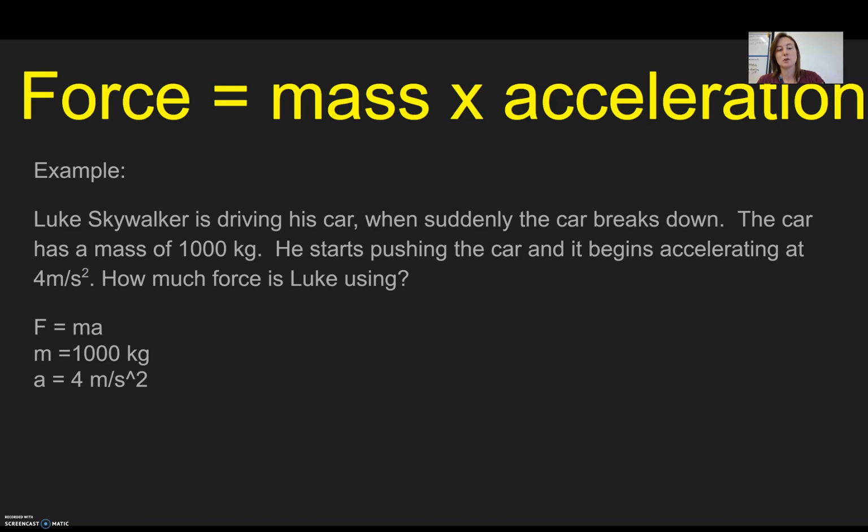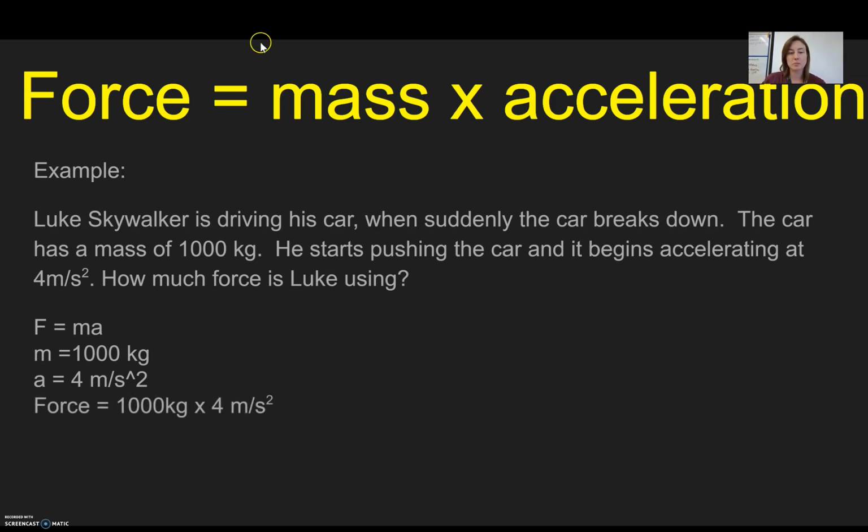A equals 4 m/s. The caret is shift 6. If you hold down shift and type 6, it gives you that caret symbol, which means that the 2 is actually supposed to be up there in the corner. It's supposed to be small, and there is a way to type that, but it's just easier if we just type shift 6. That's faster, okay? So A equals 4 m/s, shift 6, 2. If you need to pause the video, you can.